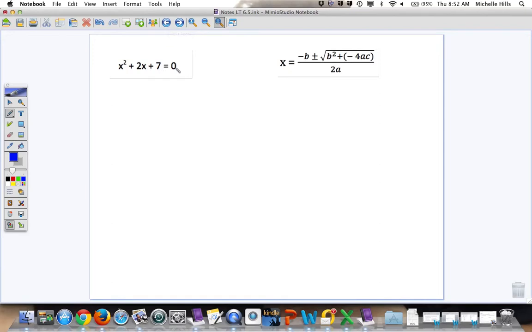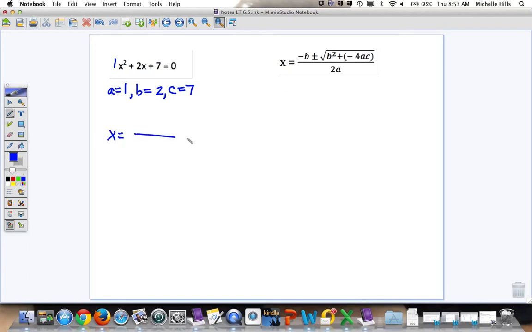Everything's on the same side of the equation here, so I don't need to rearrange it. Remember, there's a 1 in front of this x squared. So a is 1, because it's the coefficient of x squared. b is the coefficient of x, so positive 2. c is the constant, so positive 7. And I wrote the quadratic formula again to use.